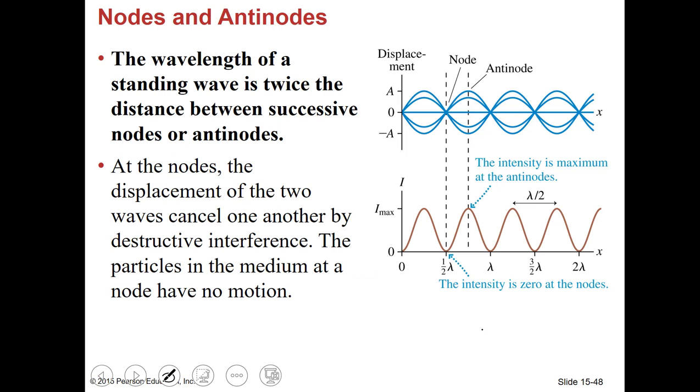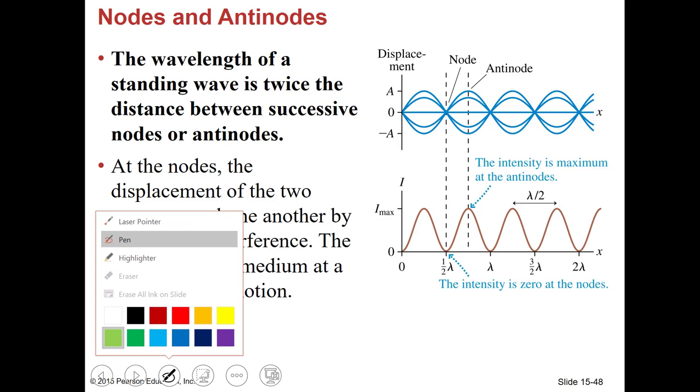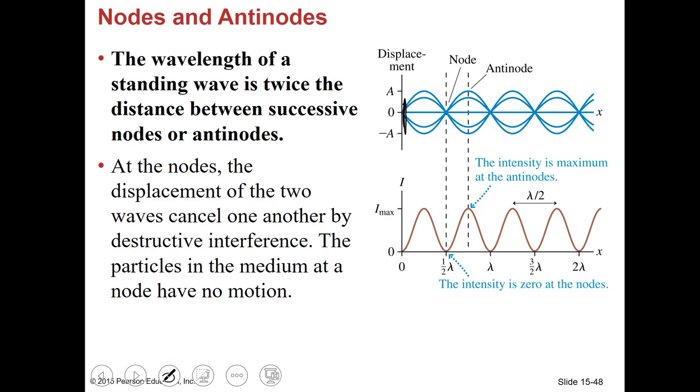So the wavelength of a standing wave is twice the distance between successive nodes or antinodes. Okay, so pretend you have an actual wave here. The distance between here and here, that's a wavelength, right? So the distance between successive nodes would be half of a wavelength, and you can see that from the picture there.